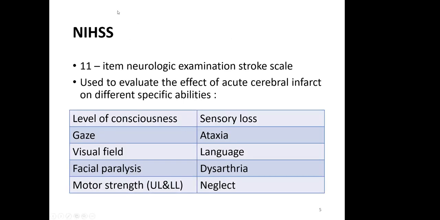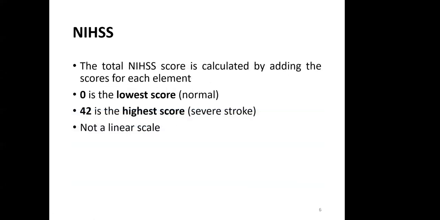NIHSS, as I mentioned before, is an 11-item neurological examination stroke scale. It is used to evaluate the effect of the acute cerebral infarct on different specific abilities. So we start off with the level of consciousness, then the gaze. Only the horizontal gaze is tested. Then visual field, facial paralysis, motor strength of upper limb and lower limb, sensory, ataxia, language, dysarthria, and also neglect. The total score is calculated by adding all the scores for each element. So 0 is the lowest score, and 42 is the highest score that you can get.